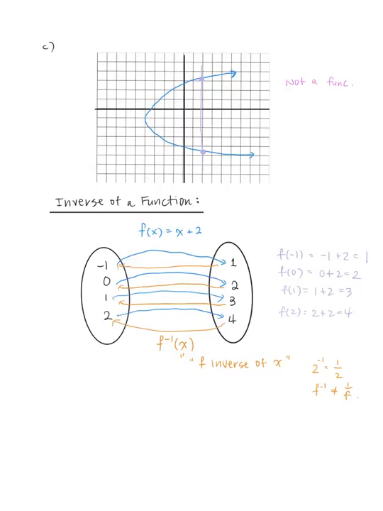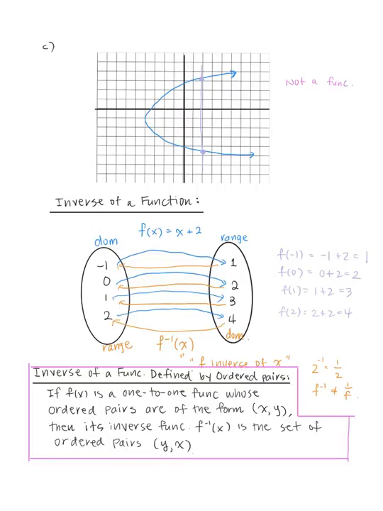Do you see that? For f of x, this is going to be the domain, and this is going to be the range. However, f inverse of x is going to go the other way. So from f inverse's point of view, the range of f of x is going to become the domain of f inverse of x. And the range of f inverse of x is nothing but the domain of f of x.